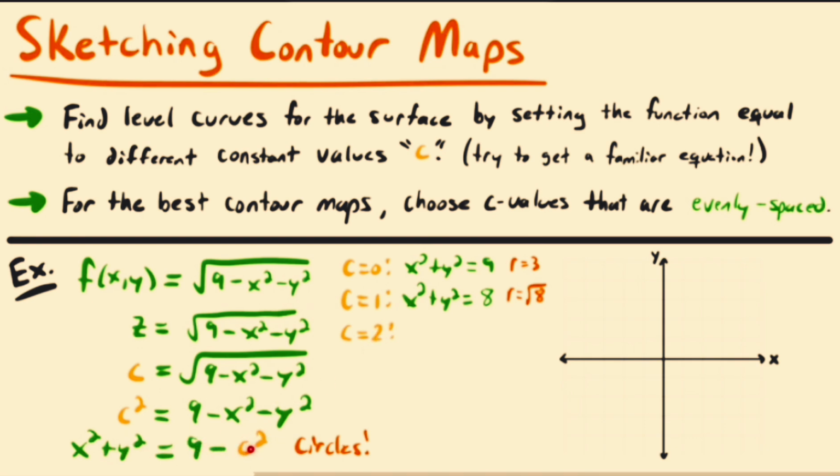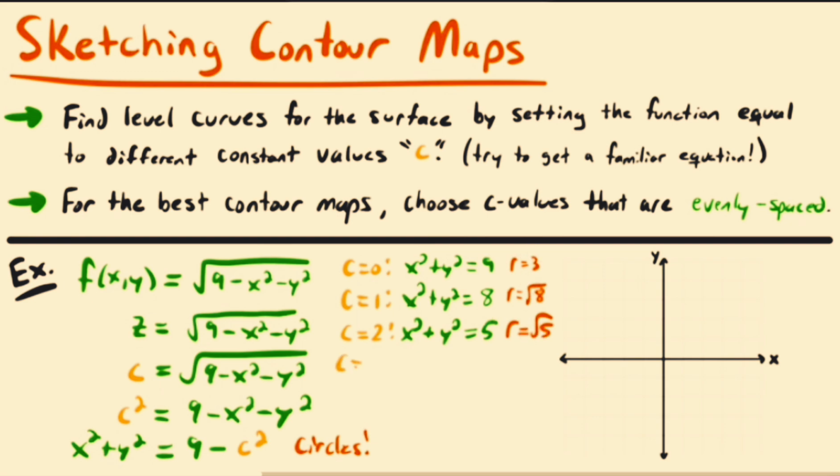9 minus 4 is 5, so you'll have x squared plus y squared equals 5. All right, so this time around, our level curve is represented by x squared plus y squared equals 5. So in that case, we have a circle with a radius that is equal to the square root of 5. Once again, all of our level curves here are going to be circles, but just with different radii. But then let's find another one.